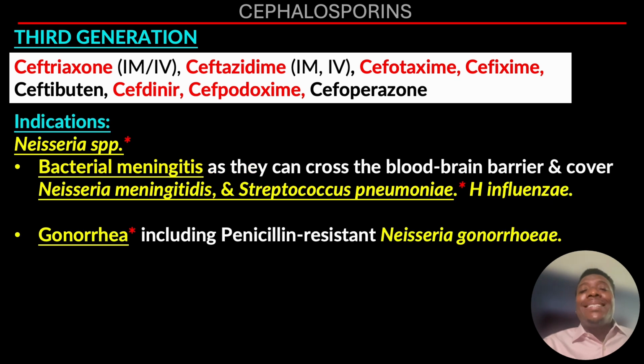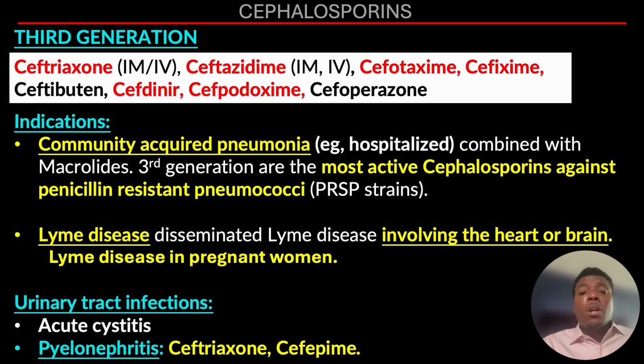Some very important indications for the third generation cephalosporins, the workhorse of the groups, is Neisseria species. Again, it's great for bacterial meningitis because it covers the 2 most common causes of bacterial meningitis, which are strep pneumo and Neisseria meningitidis. Ceftriaxone is the drug of choice for gonorrhea. They are great for community-acquired pneumonia. As a matter of fact, these are the cephalosporins that have the most activity against penicillin-resistant pneumococcal strains.